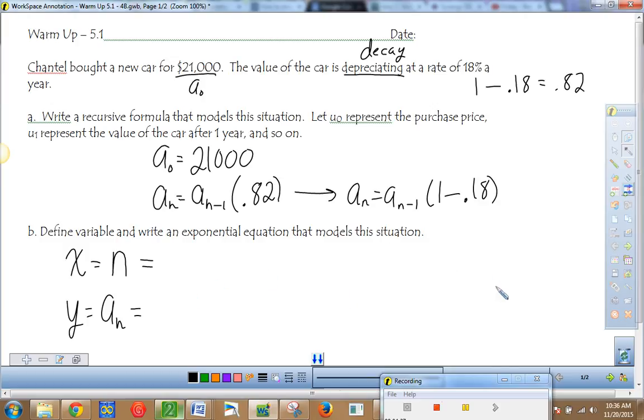Anyways, so what does x stand for in this problem? It's our domain, right? It's our independent variable. What is it? The value of the car. Is that your input or your output? The output. That's the output, so that's your y. Very nice. This is the value of the car.